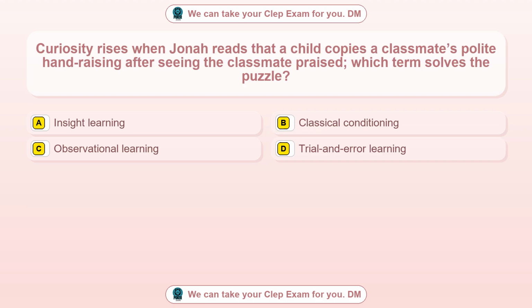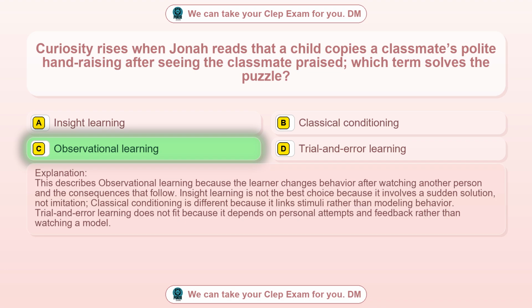Question 9. Curiosity rises when Jonah reads that a child copies a classmate's polite hand raising after seeing the classmate praised. Which term solves the puzzle? Option A, insight learning. Option B, classical conditioning. Option C, observational learning. Option D, trial and error learning. The correct answer is option C, observational learning.